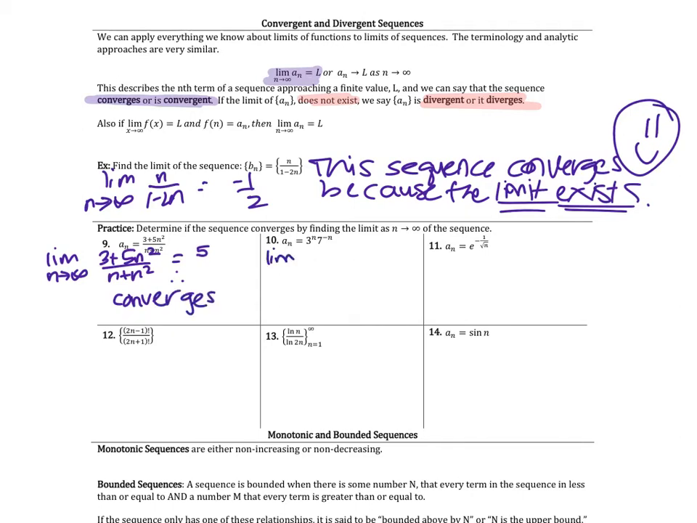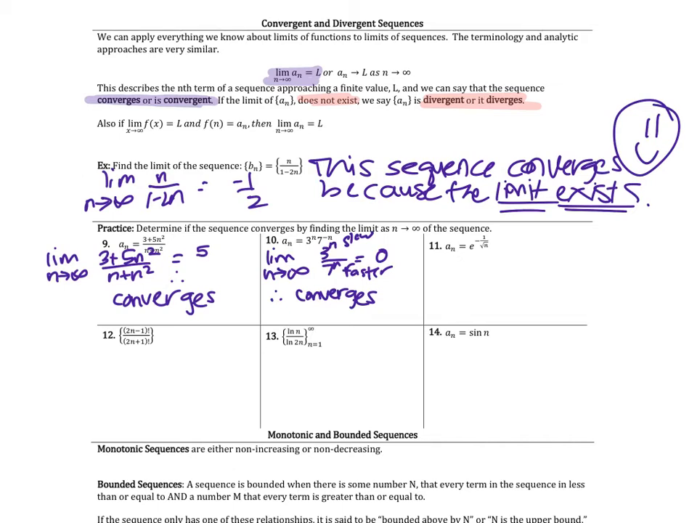Number 10, the limit as n approaches infinity. I'm going to rewrite this as 3 to the n over 7 to the n. This limit is going to be equal to 0 as n approaches infinity. The bottom is growing faster, so this is slow, this is faster. So that limit is 0. Therefore, we can say that this sequence converges. So again, we're using this idea of a limit to decide, does this sequence converge or diverge?